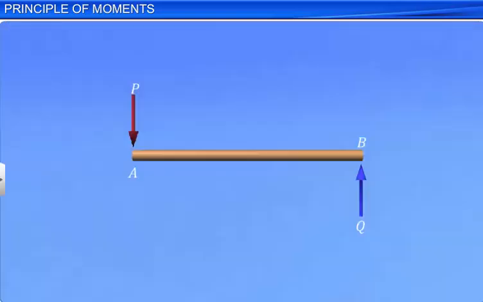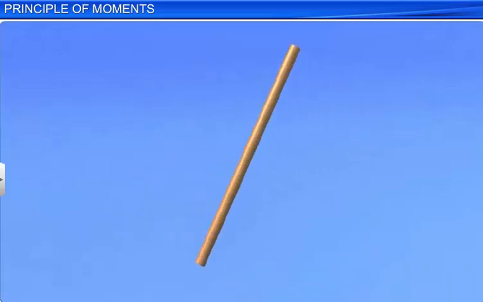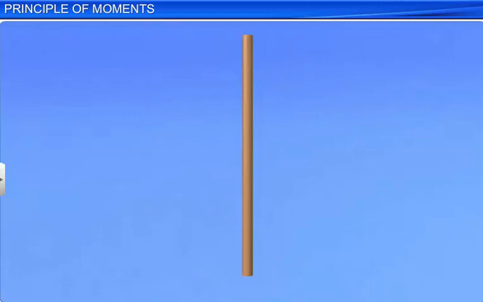It is important to note that the resultant of P and Q on AB is 0, and hence the body will not have any translatory motion. The turning effect of a couple is called its moment. It is equal to the product of one of the forces and the perpendicular distance between the forces. When a body rotates due to a couple and reaches a position where forces P and Q act along the same line, its moment becomes 0.